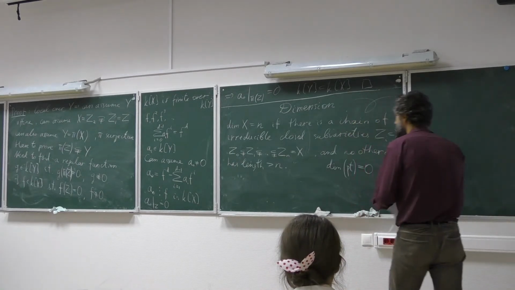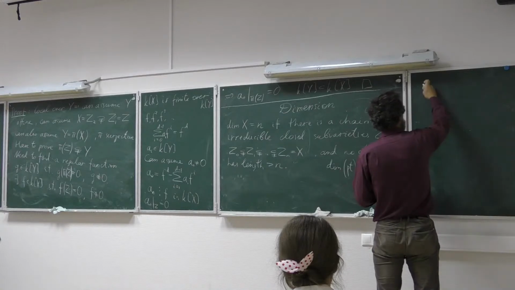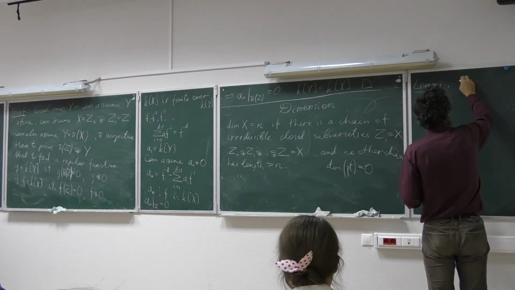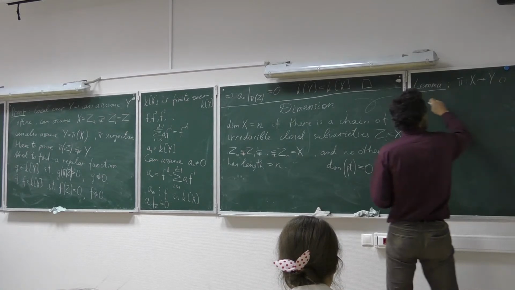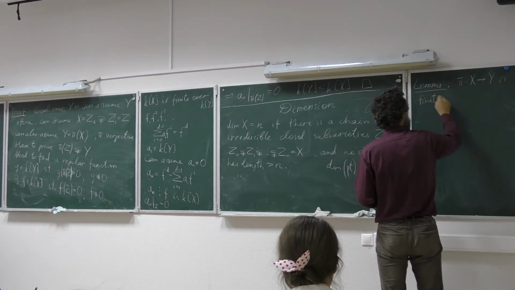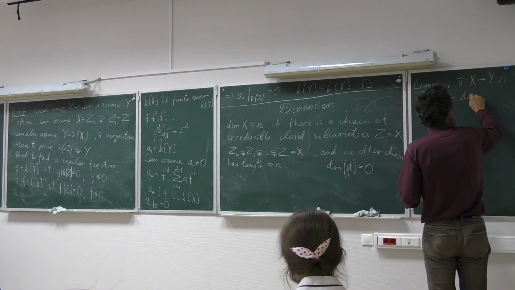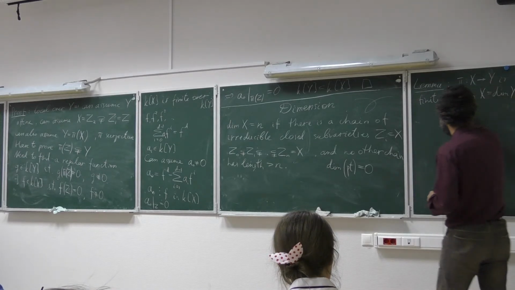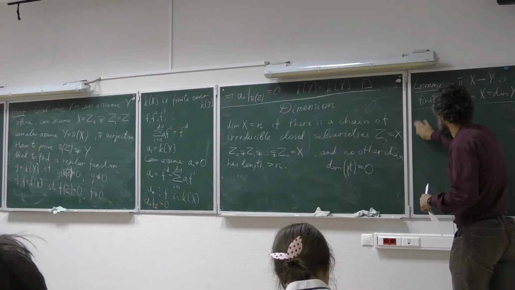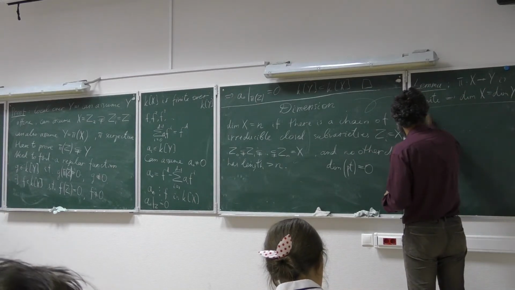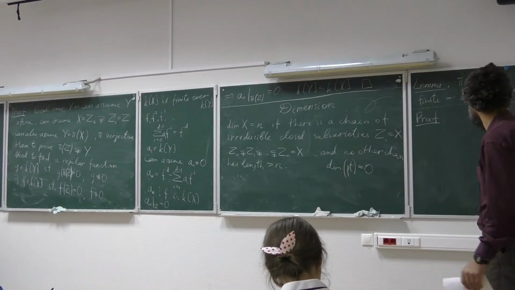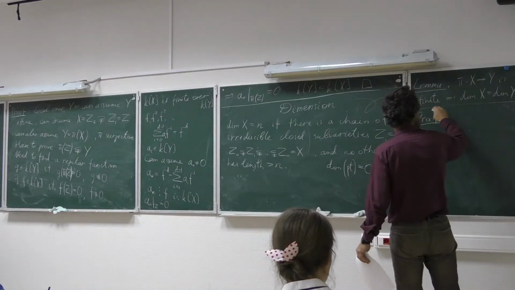So we'll start with the following lemma. That again we have a finite morphism. And then dimension of X equals dimension of Y. This will allow us to compute dimensions. Pardon me? Finite surjective morphism. Oh, right. Finite surjective, yes, thank you.